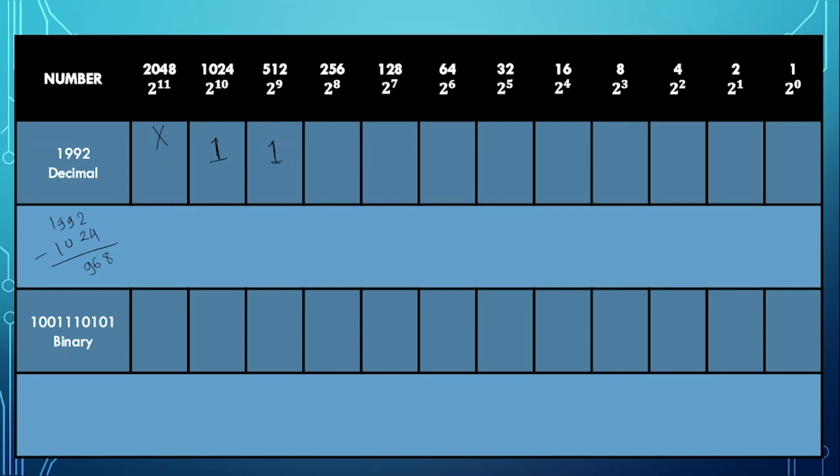Fine. So the next step will be 968 minus 512. It will give you 456. So again, if you want to make 456, you need to use 256. So again, put 1 over here.